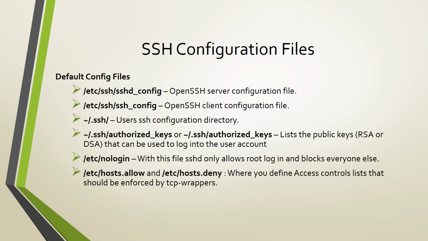With the SSH configuration files, you have the OpenSSH server configuration file, which is found at /etc/ssh/sshd_config, and you also have the OpenSSH client configuration file, also found at /etc/ssh/ssh_config. You have the user SSH configuration directory, which is found at ~/.ssh. And you also have the list of public keys, RSA or DSA, that can be used to log on to the user account, found in the ssh authorized_keys configuration file.